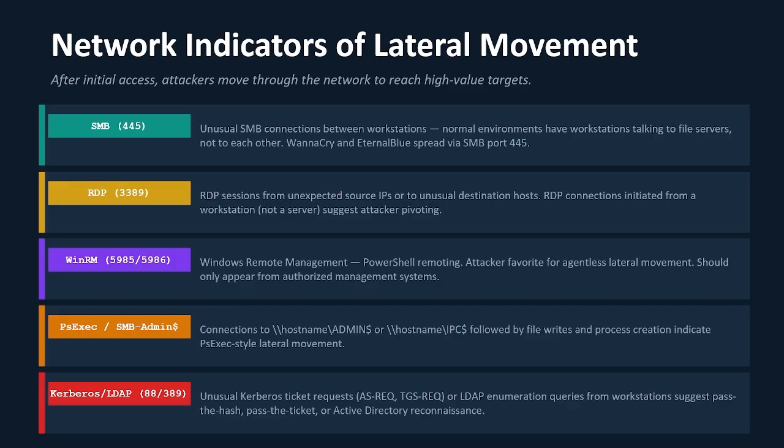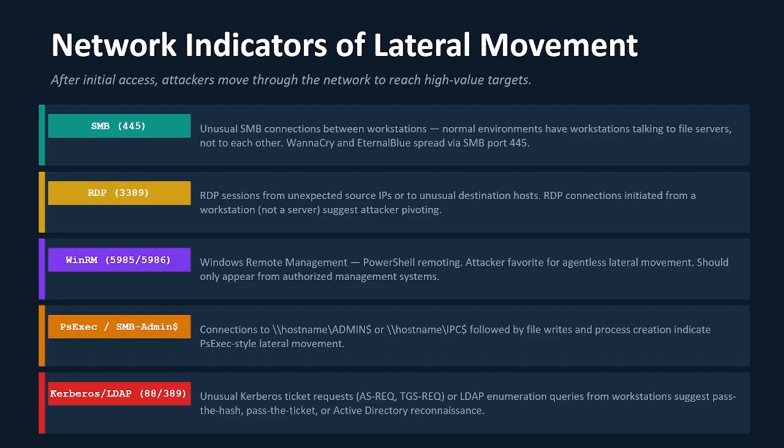There's also PsExec, which is PowerShell execution, and connections to specific shares. On every computer there's an ADMIN$ share and an IPC$ share, which shouldn't be usable. If you see somebody using those or trying to use those, that's an indicator of potential compromise.